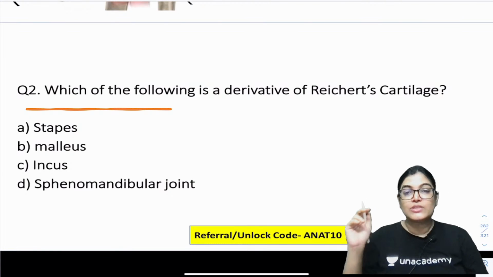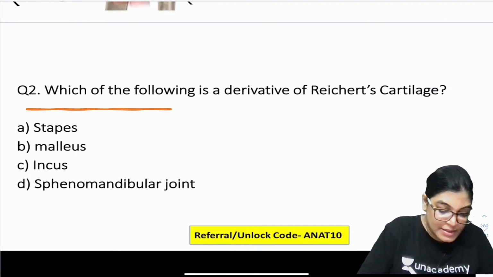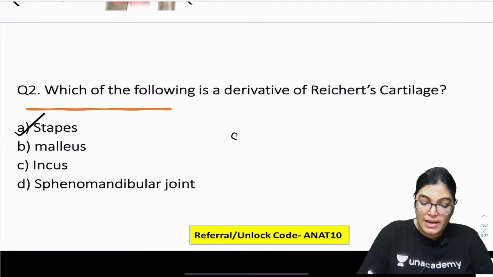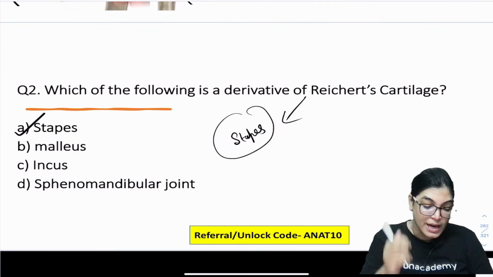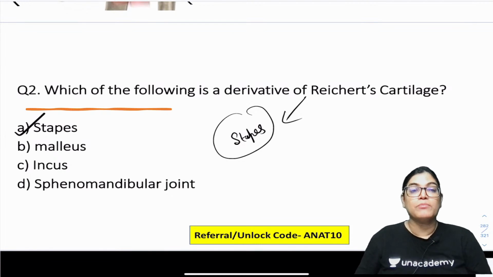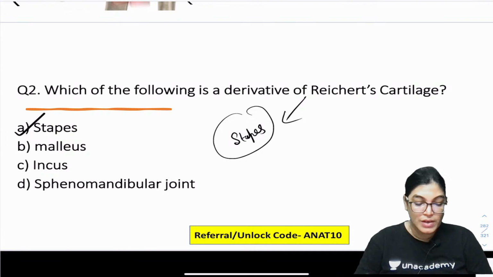I will give you the hint that Reichert's cartilage is the cartilage of the second arch. So you have to just tell me which of the following is the derivative of the second arch. The correct answer here is stapes. Malleus, incus and sphenomandibular ligament are not the correct answer. The reason is that malleus, incus and sphenomandibular ligament all become derivatives of the first arch. Only stapes, the smallest ear ossicle and smallest bone in our body, is a derivative of Reichert's cartilage.